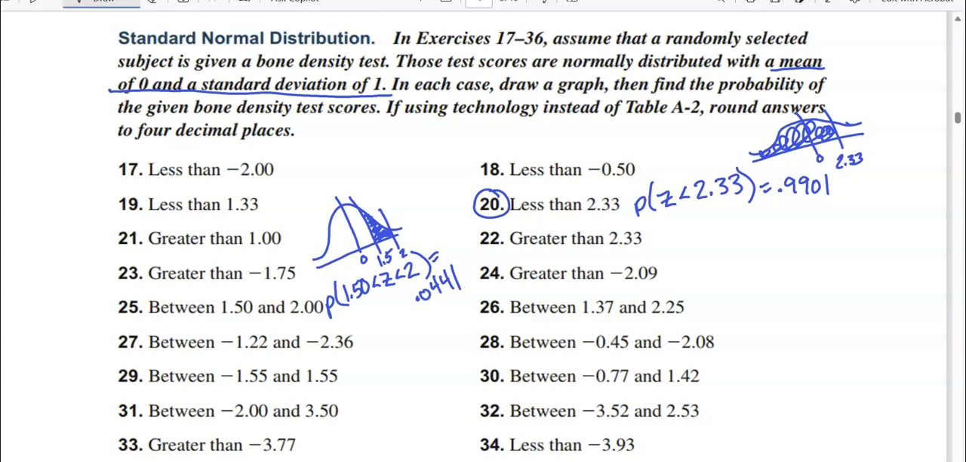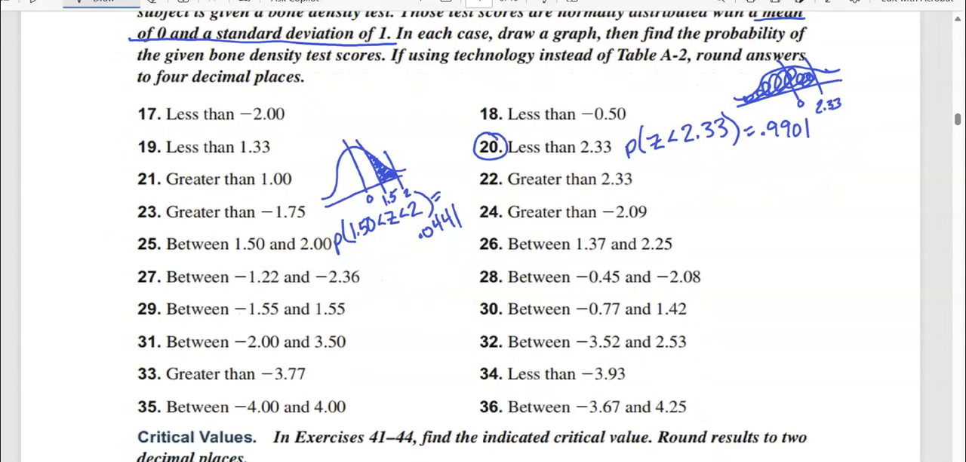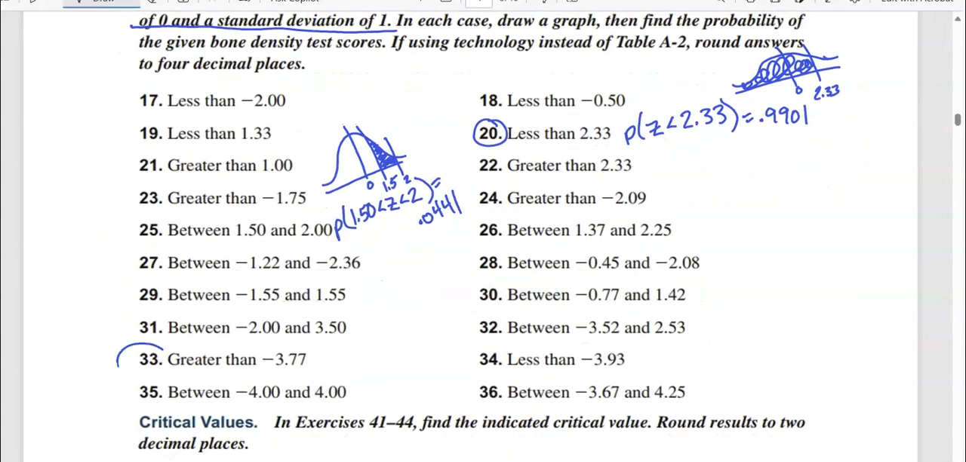And then let's look at one more. Suppose we want to find the probability that we are greater than negative 3.77. We would write it as Z is greater than negative 3.77. If we wanted to draw a picture, here's 0, here's negative 3.77. And this is going to be a big chunk of our graph, right? It's going to be really close to 100% there.